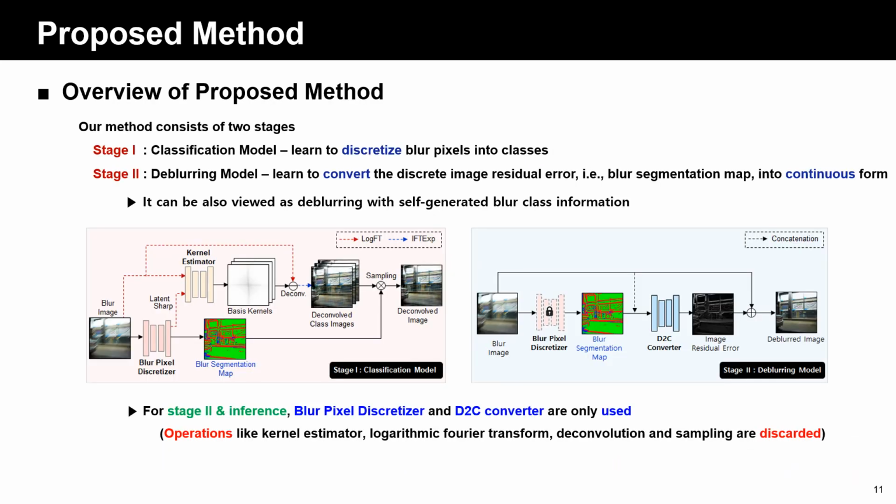Now, we discuss the details of our method. Our method consists of two stages. In the first stage, we train our classification model, which consists of blur pixel discretizer and kernel estimators. The blur pixel discretizer is optimized to produce the discretized image residual error at a low computational cost, which is referred to as a blur segmentation map. In the second stage, the D2C converter efficiently transforms the blur segmentation map into a continuous form. As a result, our two-stage learning scheme achieves better deblurring performance at a low computation cost.